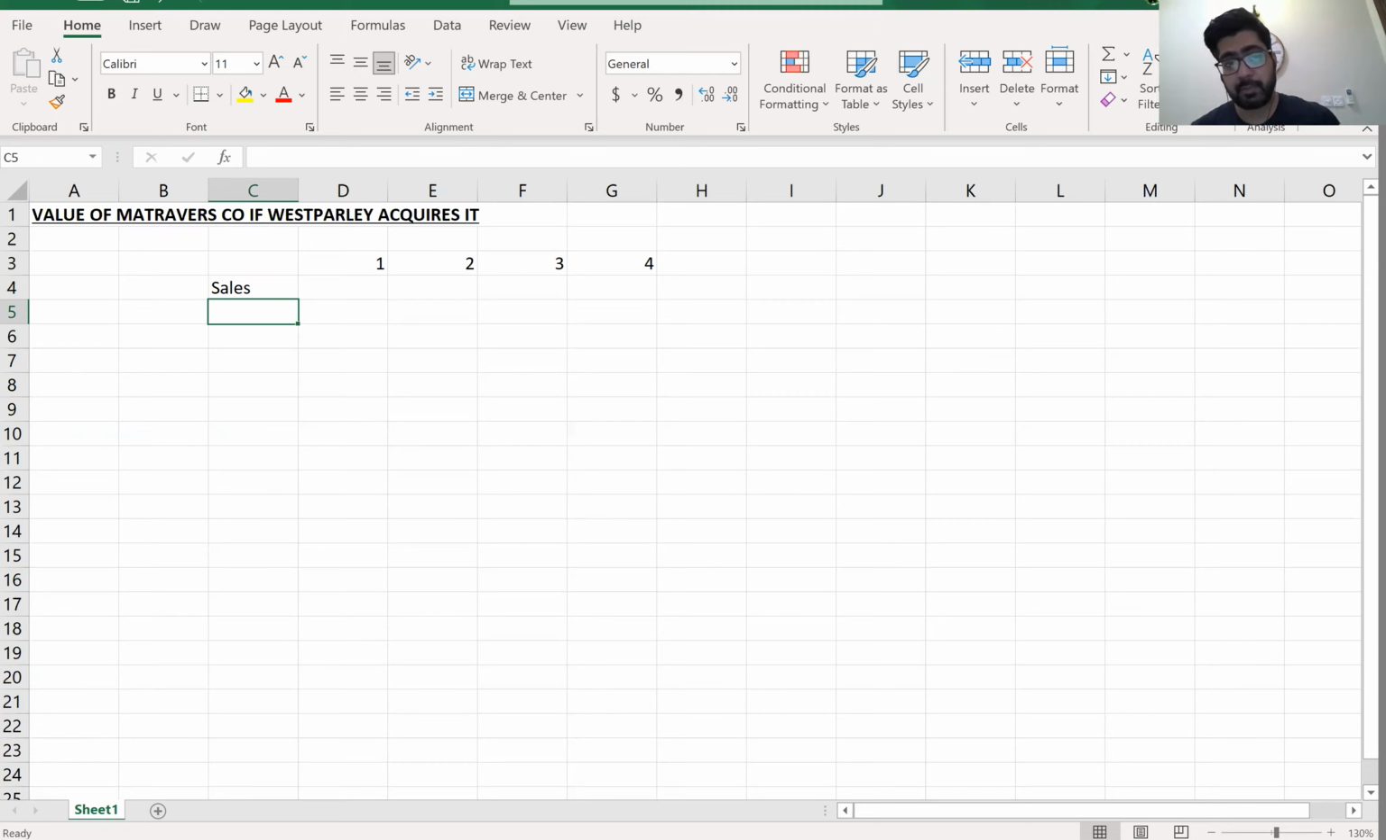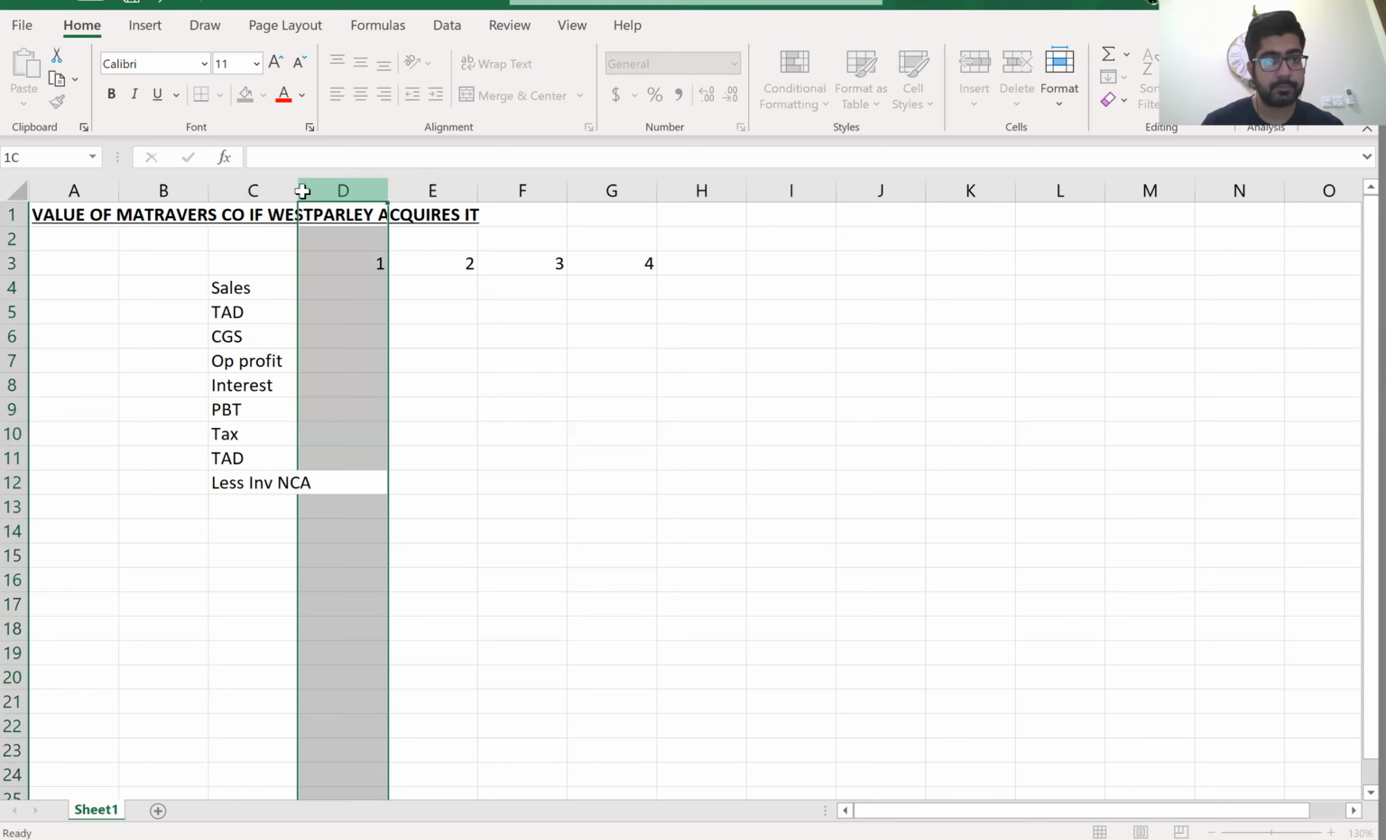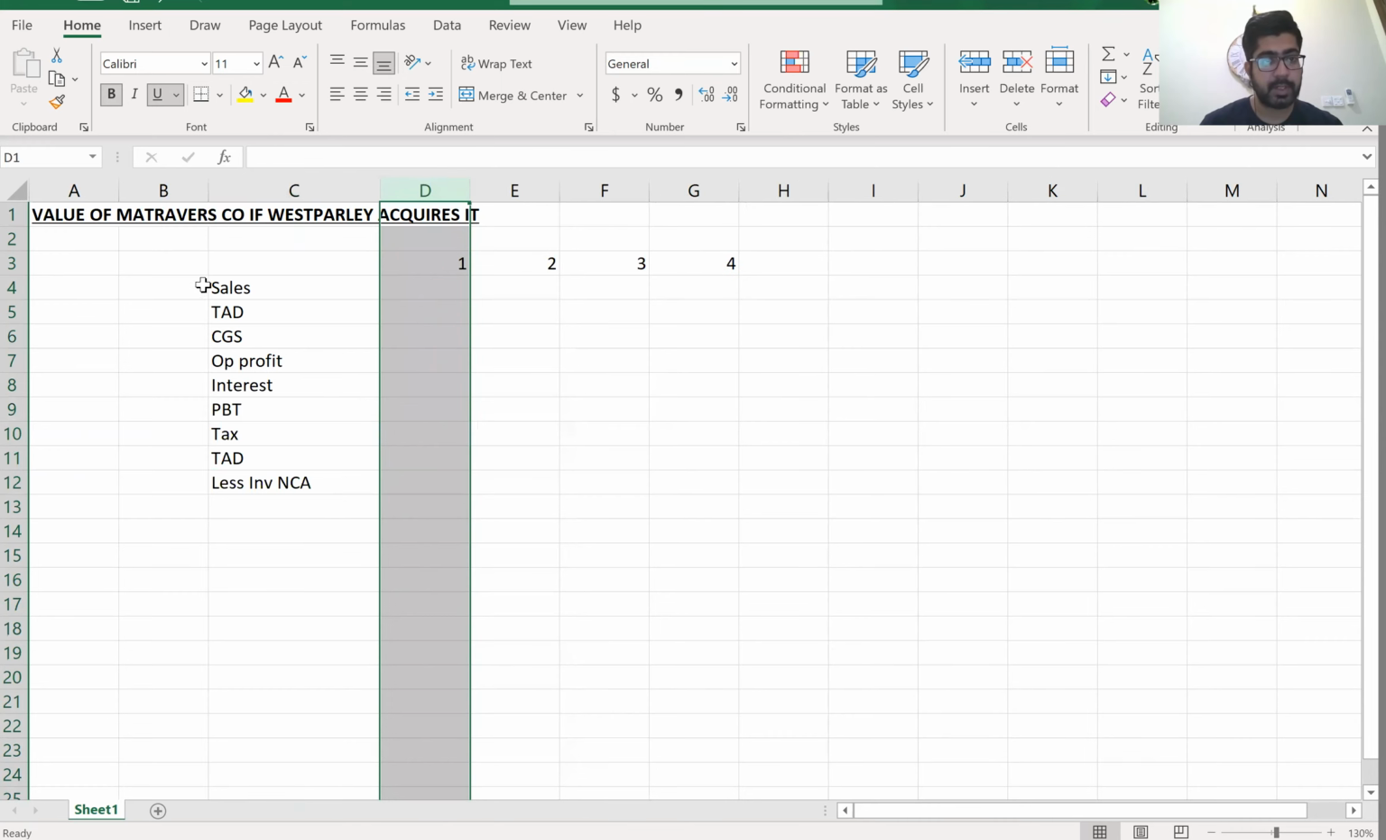Less, obviously WACC is given, so we need FCF to company. TAD, cost of goods sold gets less. We get operating profit, then interest. It's 0 in an FCF to company, right? Because we have WACC, we don't have K. You get PBT. Then tax. Add back TAD. Less investment in NCA. Let's write add and less as well.